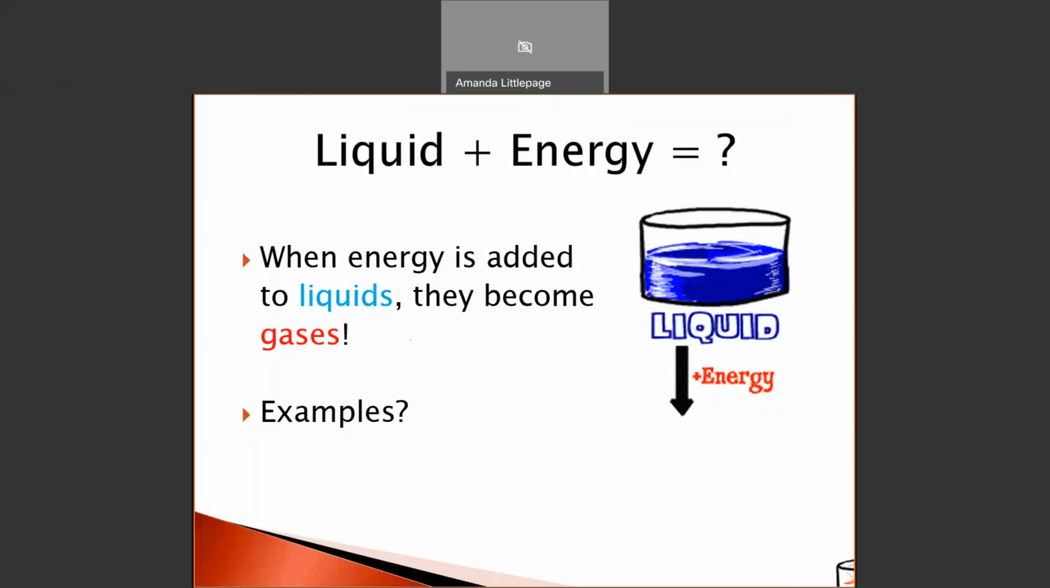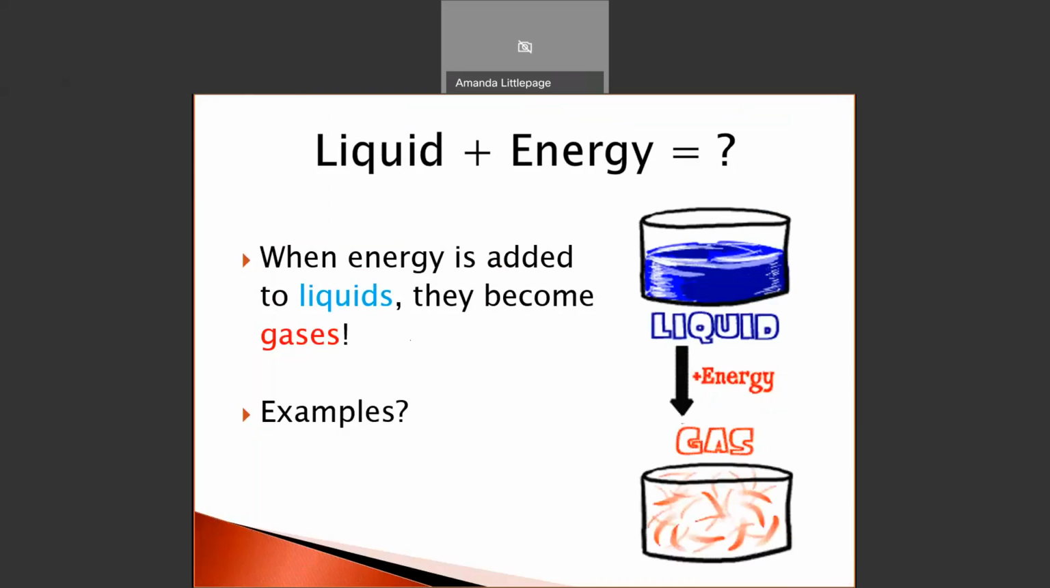What about liquids to gases? Well, in the process of boiling, you put the pot on the stove, water molecules are moving, but they're not moving as fast as gas molecules, and you add energy to it, they speed up faster, faster, faster, move around more, and you form a gas.